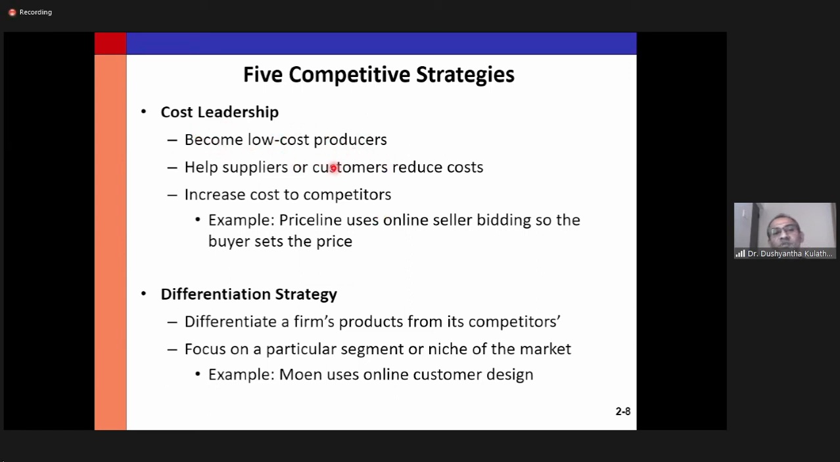Becoming low-cost producer, help suppliers or customers reduce cost, increase cost to competitors. Under which category can we take this example?